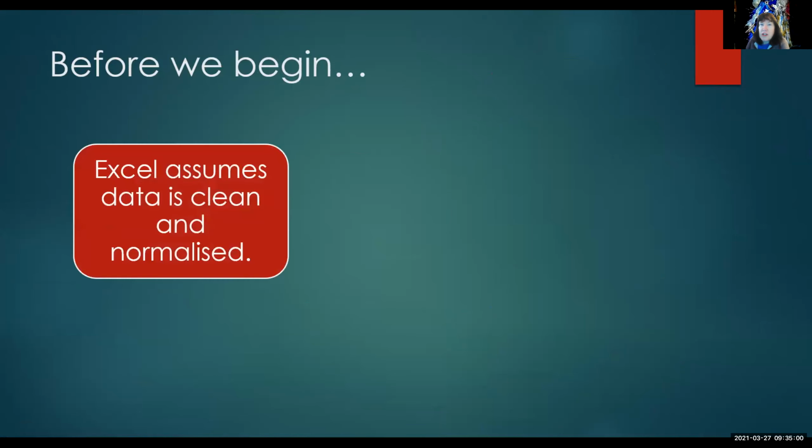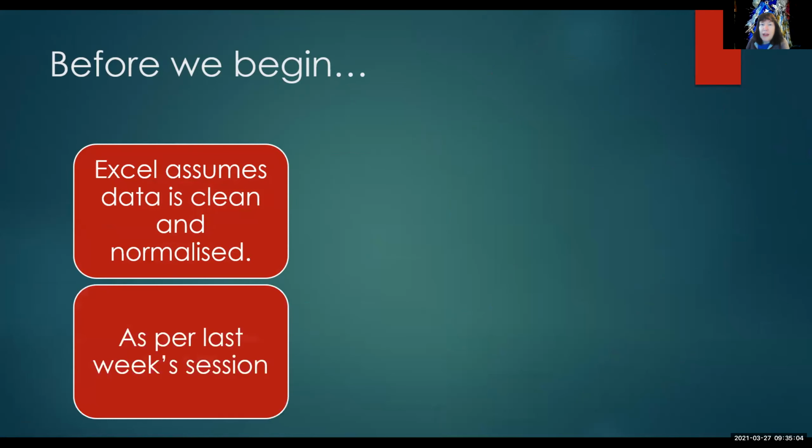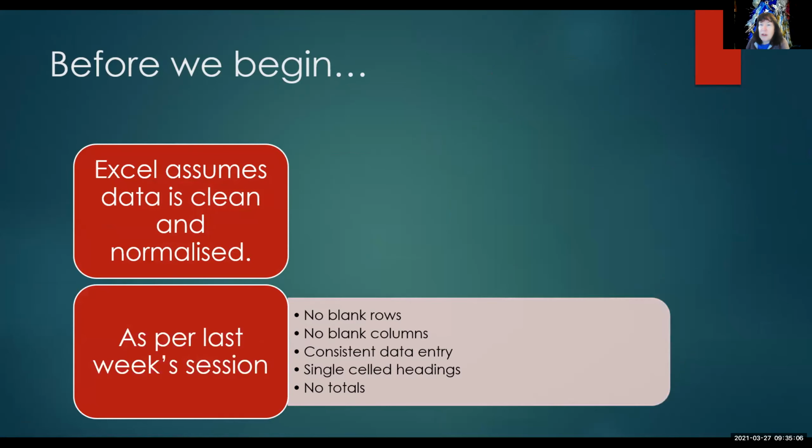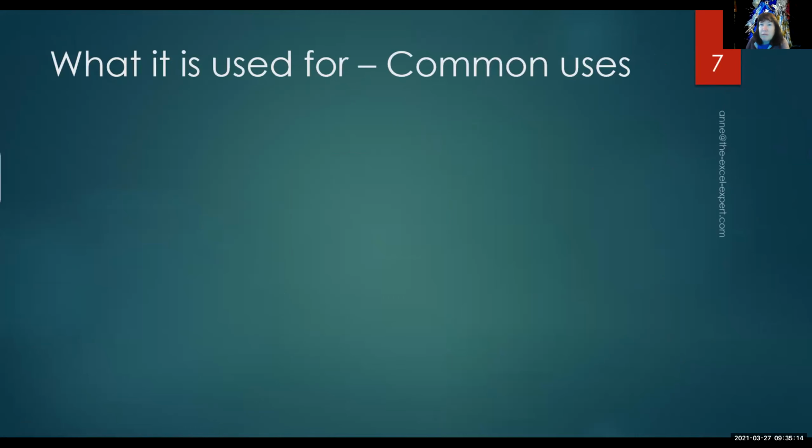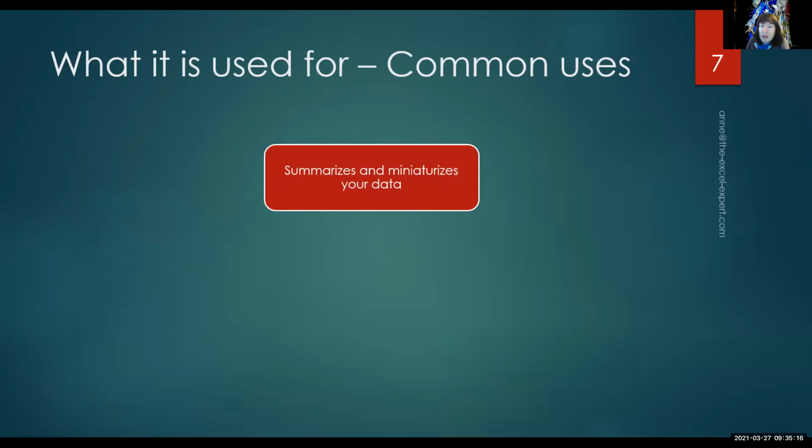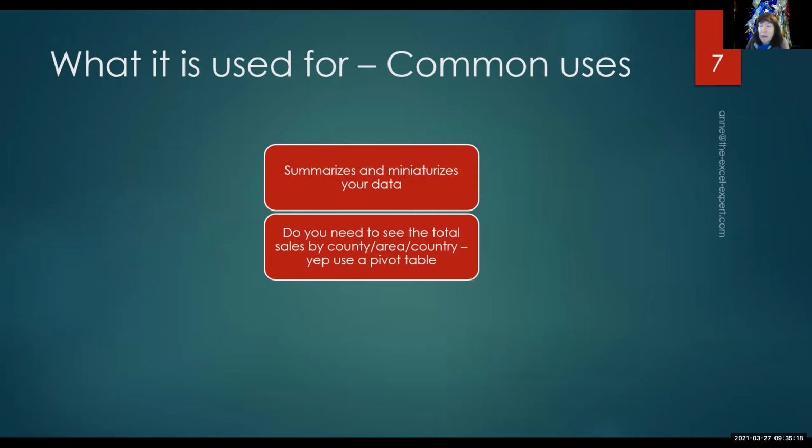Okay. So before we begin, certain assumptions. Excel assumes your data is clean and normalized. Okay. And as per last week's session, if you remember, no blank rows, no blank columns, consistent data entry, single cell headings and no totals. What it's used for: it summarizes and miniaturizes your data. So it takes great big chunks of data, like I'm going to show you an example later on, which has over 80,000 rows, and basically knocks it down into a nice tidy little table.